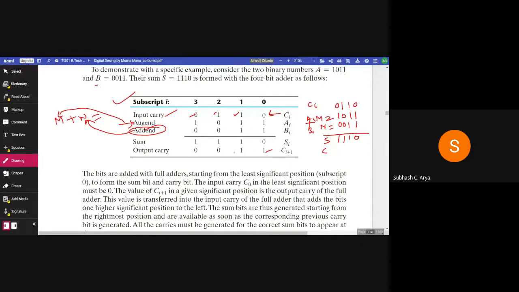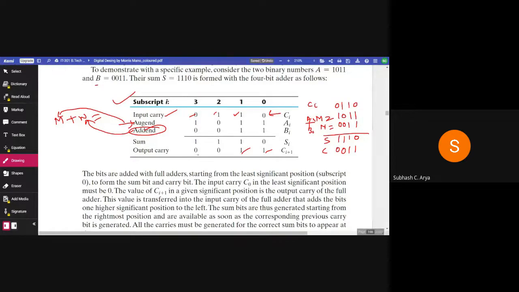This becomes a little bit confusing. Let me see. Initial carry is 0, but if we add, then 1 carry will be coming here. That is okay. And after that, this carry is here. So 1 plus 1 plus 1 will be 3. So this is 1, and 1 carry will go here. And after that, we add this. 1 plus 0 will be 1, and there will be no carry. That is why C0, and if there is no carry, then this will be 0.